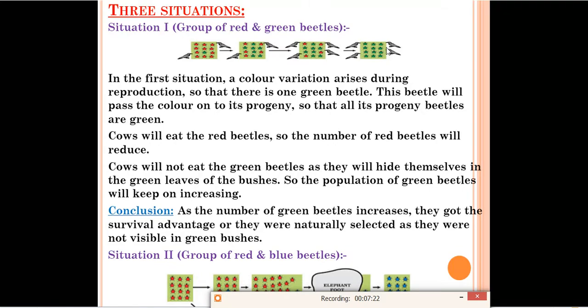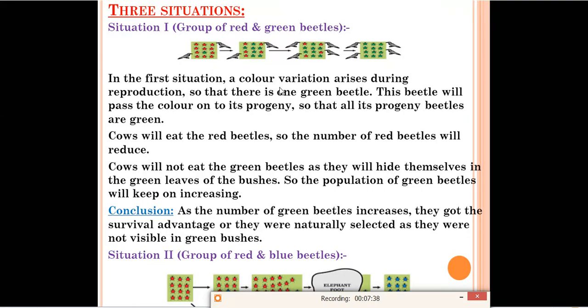And in the last diagram only green beetles are there, no red beetles are there, because all the red beetles were eaten by the crow, and green beetles survived because they can hide themselves in the green leaves of the bushes. So now let's see once again what is written over there.